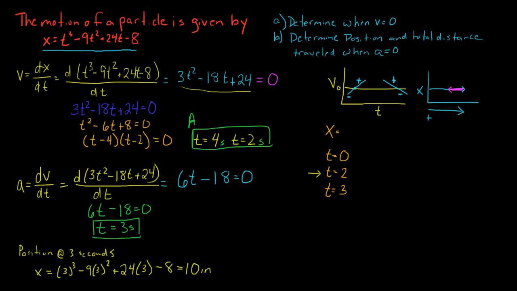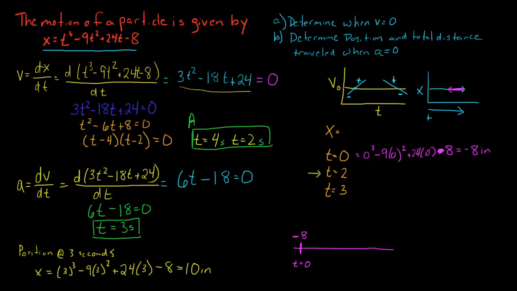So at time equals 0, we plug 0 in for our equation for x, and we get 0 cubed minus 9 times 0 squared plus 24 times 0 minus 8, and we get minus 8 inches. So at time equals 0, we start at a position of minus 8 inches. So if we have a line right here, and this is t equals 0, this position right here is minus 8.